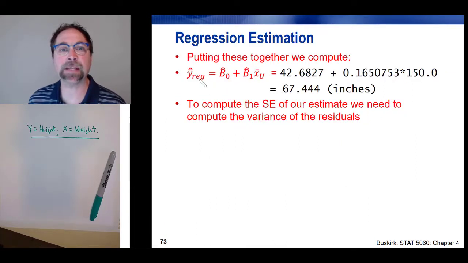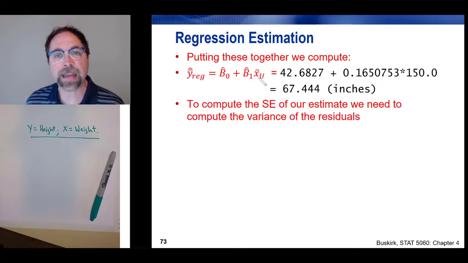So putting these together, you can see the regression estimator is simply the regression equation, but fixed for x bar u. In this case, we know that B0 hat is 42.68, B1 hat is 0.165, and x bar u is 150.